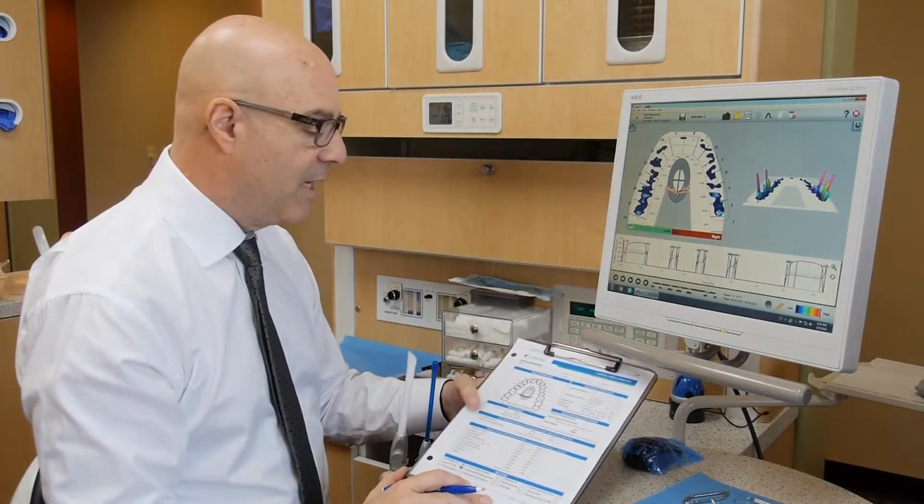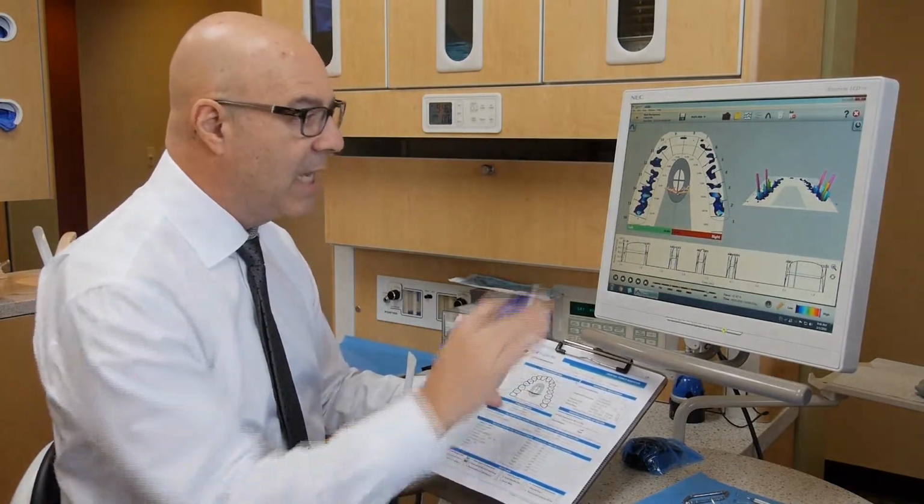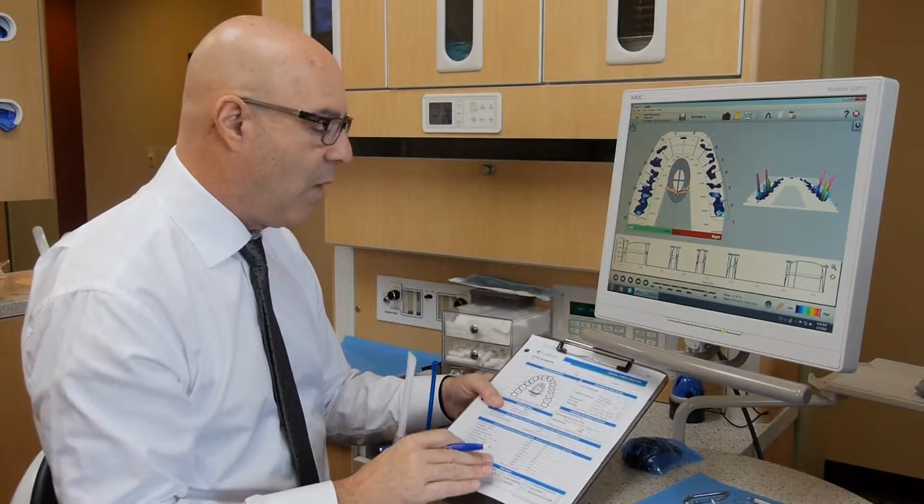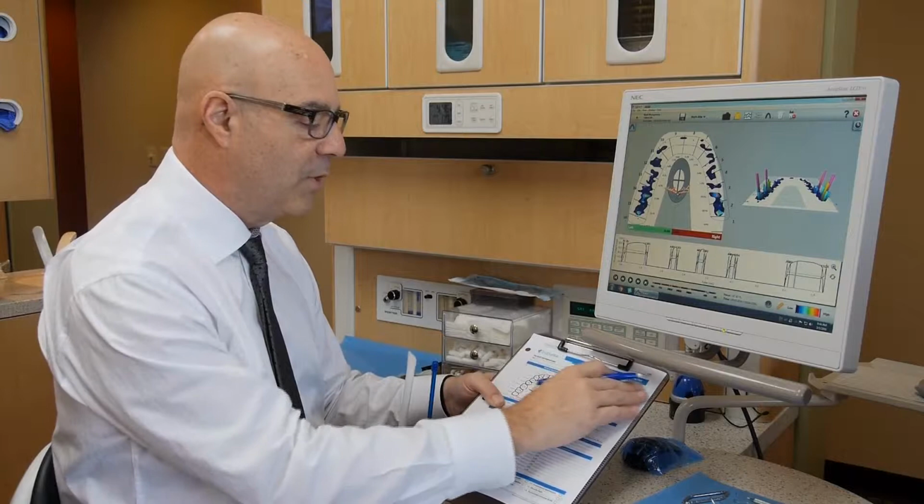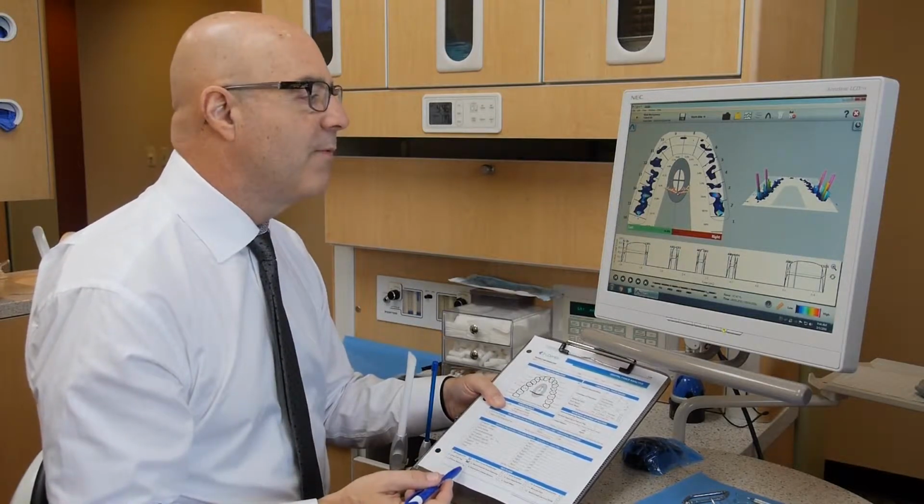The next area of the TScan that we need to put onto our dental force analysis form is our left-right force balance.